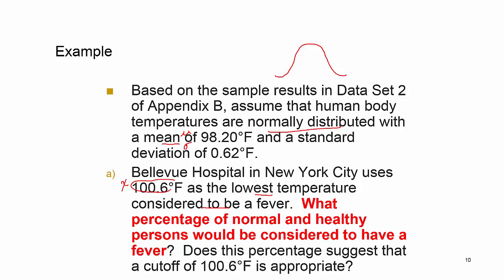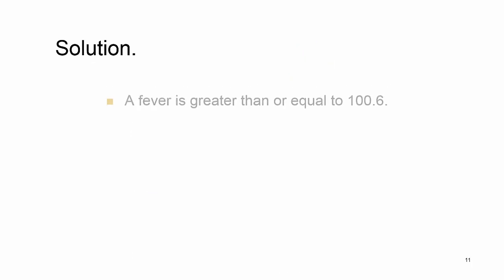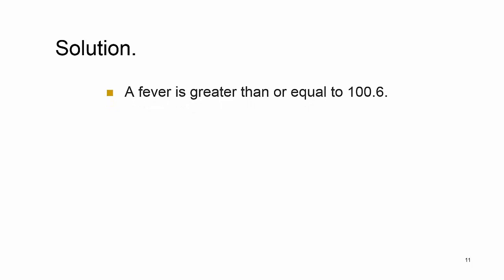So let's go ahead and look at the setup for this problem. A fever would be anything greater than or equal to 100.6 degrees. Alright, so let's convert that to a z-score. Notice the use of parentheses here. 100.6 is my x. I subtract the mean and divide by sigma. It gives me 3.87.